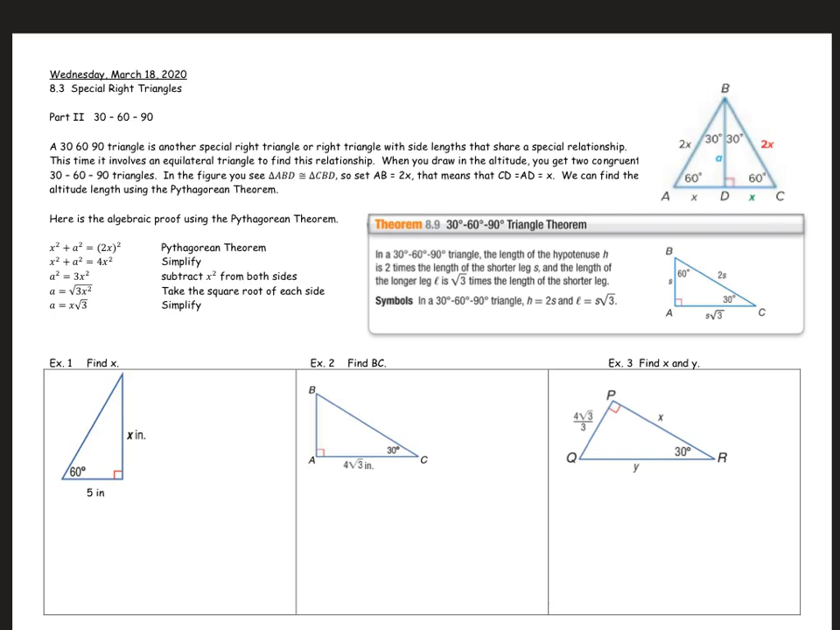So if I set AB just equal to 2 times x, that means BC will be 2x and AC will be 2x. But because I drew in this altitude, it cuts segment AC in half. So that means segment AD is x and segment CD is x. We could find the length of the altitude here in this triangle using the Pythagorean theorem.